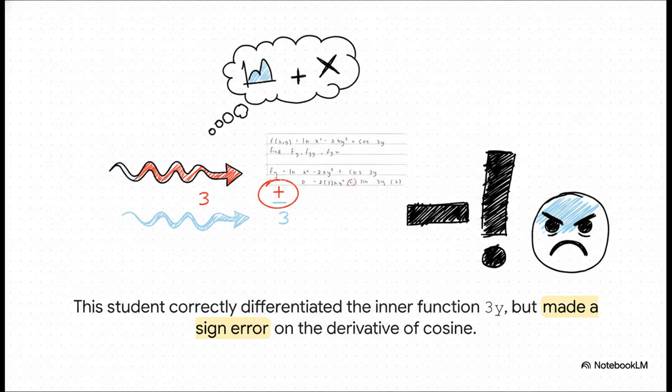And here is a perfect example of that second error from a real student's homework. They did the first part right. They differentiated the inner function, 3y, and got 3. That's a great start. But look closely at that sign I've circled. They totally forgot that the derivative of cosine is negative sine. That one tiny little plus sign, it changes the entire answer.